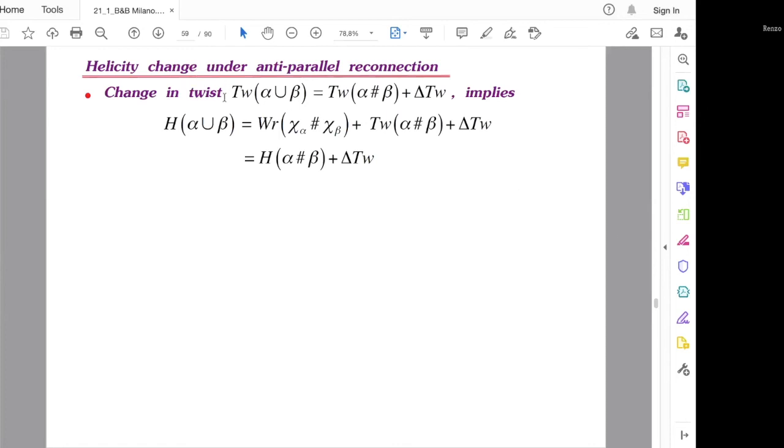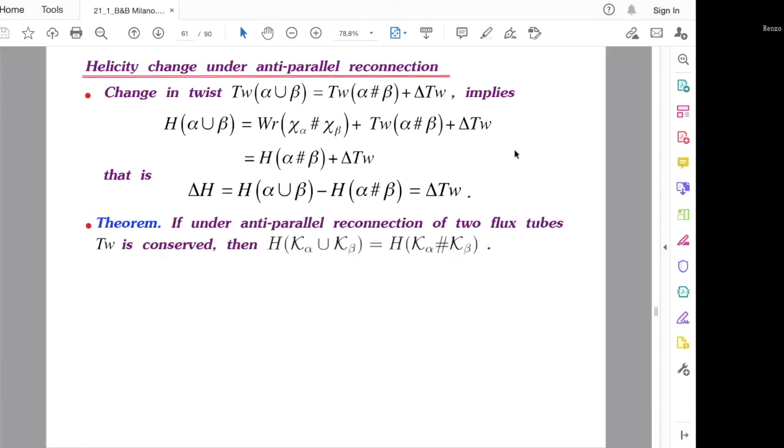Okay, in the case we have a change in helicity, as we had here in presence of dissipation, we have a change in twist, because writhe, as I mentioned, remains conserved. And so the helicity change is purely due after reconnection to this change in twist. Now remember, twist is made of two contributions. One is total torsion and the other is intrinsic twist. However, under antiparallel reconnection of two flux tubes, twist is conserved. Then if antiparallel reconnection takes place and the twist is conserved, helicity is conserved.